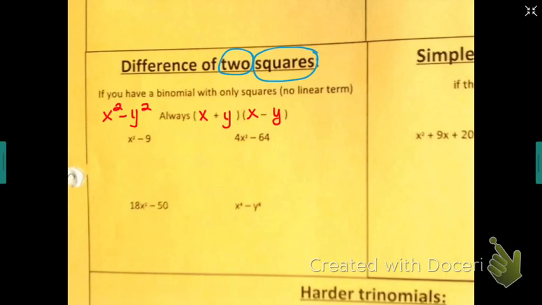Now, if you don't see it, you could multiply it out and realize that the plus and the minus cancel out those middle terms to make that be a 0. And so that's why it works. Okay?